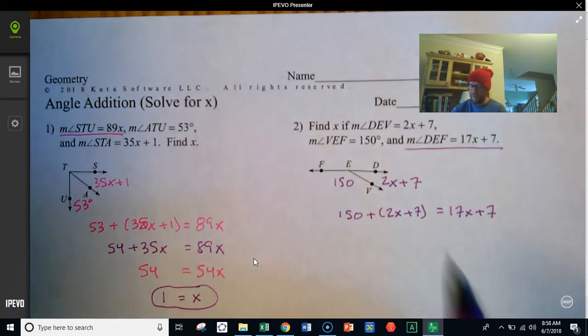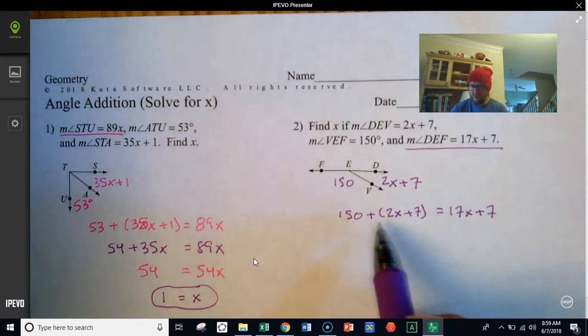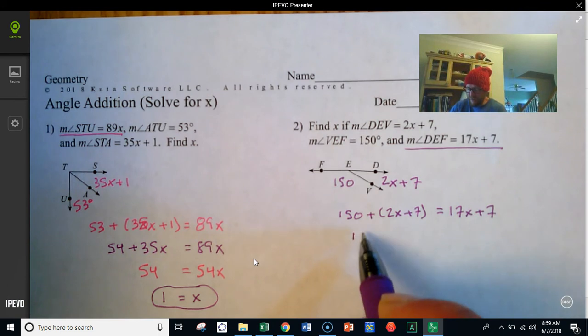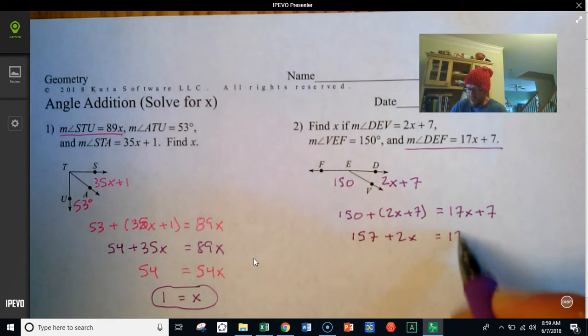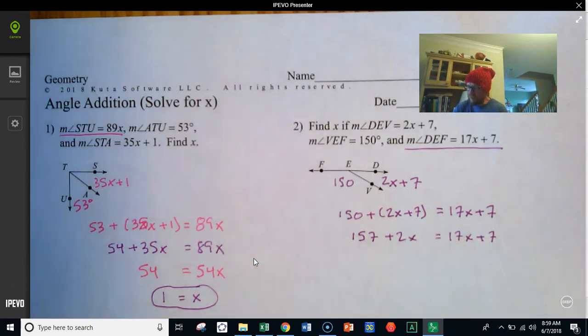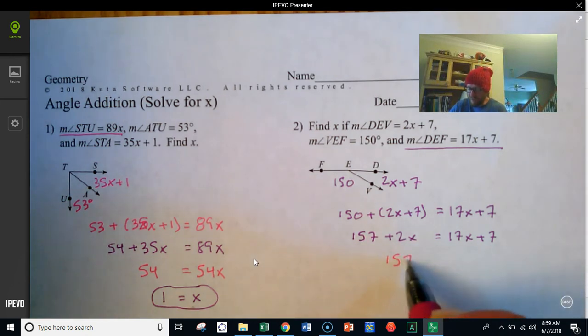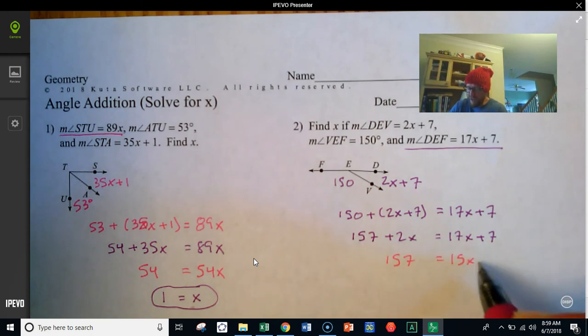Okay. So first thing I'm going to do is combine like terms over here. I've got 150 and a 7. That gives me 157. Over here, nothing to do with 17x plus 7. Okay. Let's see, now I want to get all of my variable terms together. I only want to have one variable term. So I need to get rid of one of these. I'll get rid of the 2x. So that's going to leave me with 157 over here. 17x take away 2x is 15x.